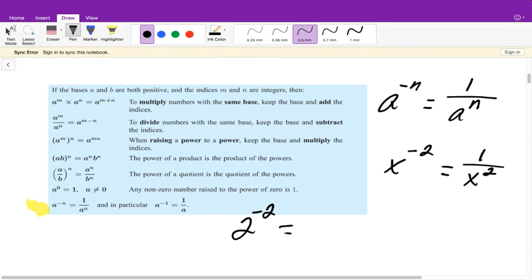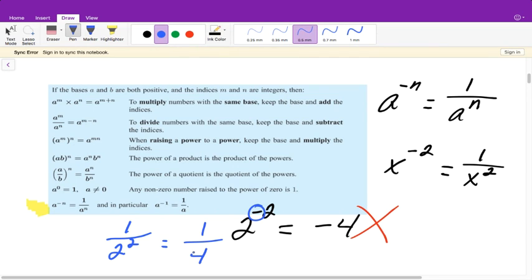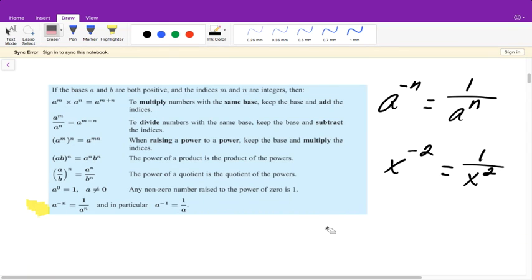One of the common mistakes that people make is if I give you negative 2 to the negative second power, they will write that this is equal to negative 4. And this is incorrect. What you would have to do first is to get rid of the negative, we flip it, so it becomes 1 over 2 squared, and then the 2 squared is going to be equal to 1 over 4. So it's important when you have a negative power that you rewrite it as a positive power by taking its reciprocal.